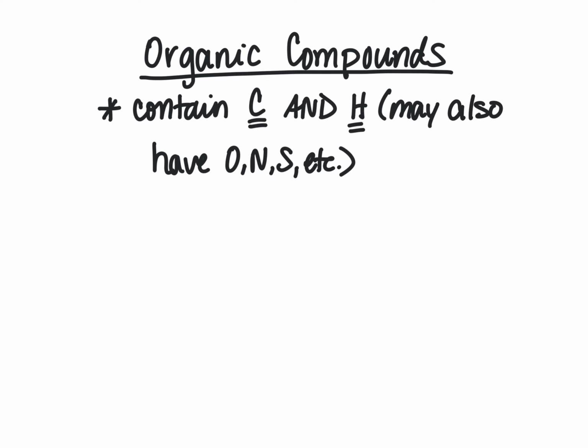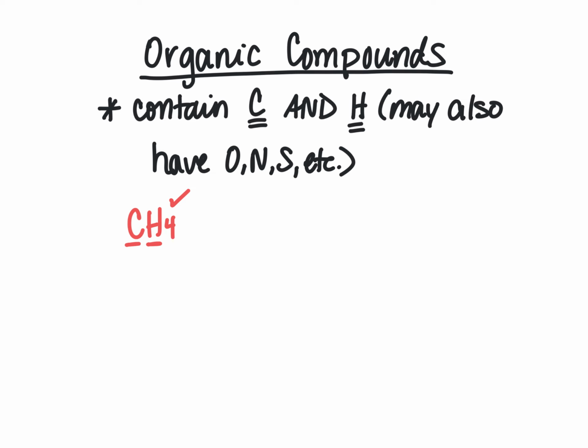This is an important definition to remember. As long as you understand this definition, you can apply it without having to memorize whether every single different compound is organic or not. So let's do some examples. Let's look at methane. Methane is CH4. CH4 has carbon and it has hydrogen, so it is organic.